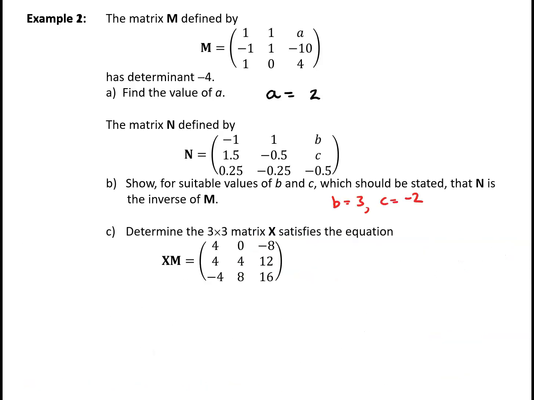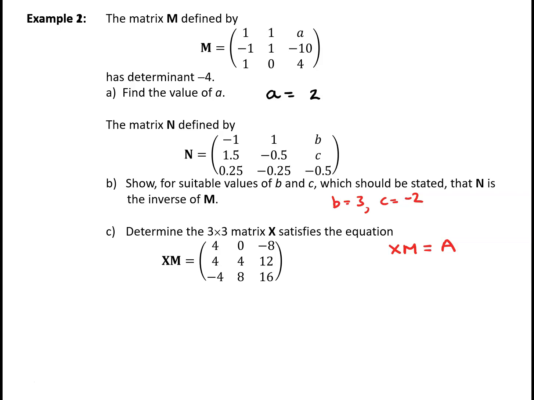Moving on to the final part of the question, we've got to determine the 3 by 3 matrix X, which satisfies the equation X times M equals 4, 0, minus 8, 4, 4, 12, minus 4, 8, 16. If we look at the structure of this equation, what we have is an equation of the form X times M equals a matrix A.